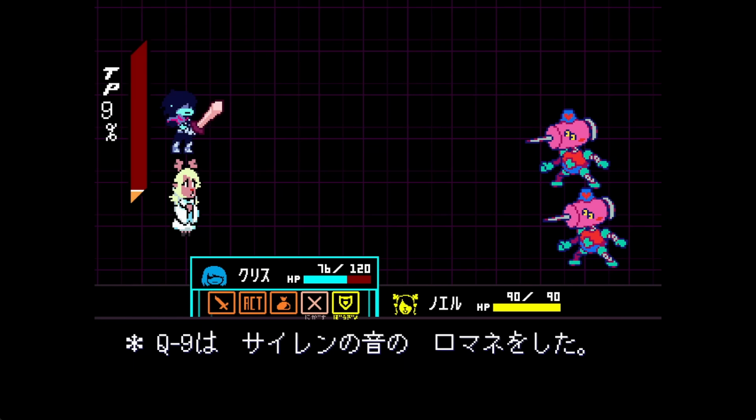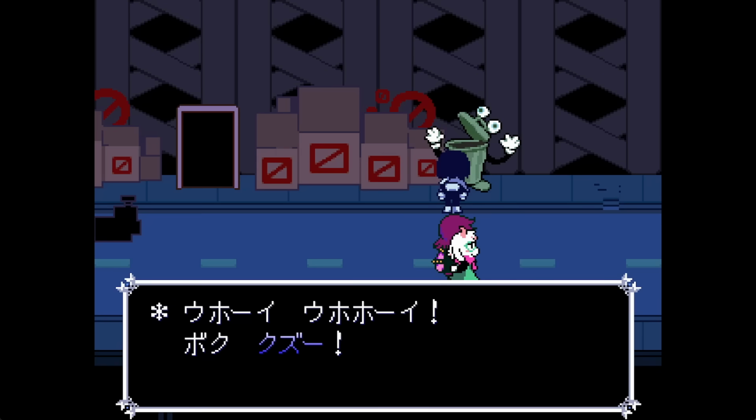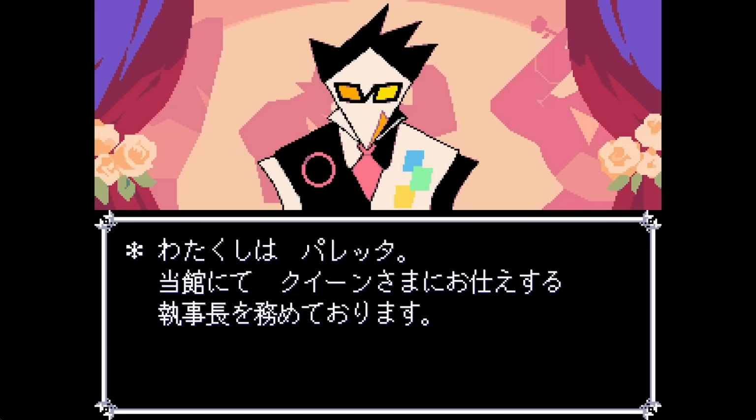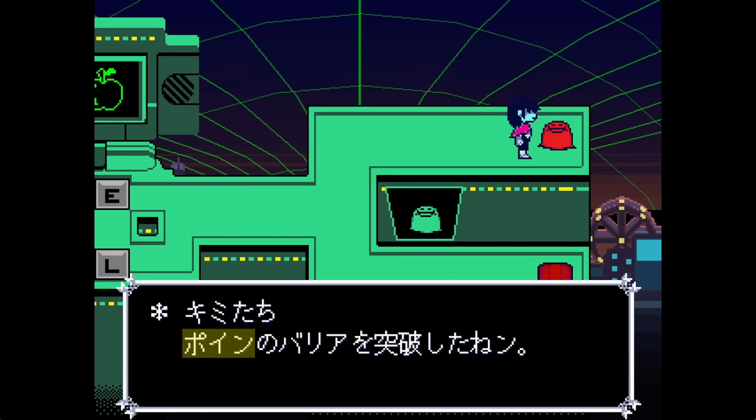Ambulance becomes Q9, which is pronounced QQ, a pun on QQ meaning emergency aid. Trashy becomes Kuzu, which is just trash with an extended vowel at the end. He also has a speech quirk where he ends all his sentences with z. Swatch becomes Pareta, which is the word for palette, pareto, but with the last vowel changed. And last but certainly not least, Nubert becomes Poin, short for pointer, since Nubert is based on the red ThinkPad nub. And he ends all his sentences with an N sound.